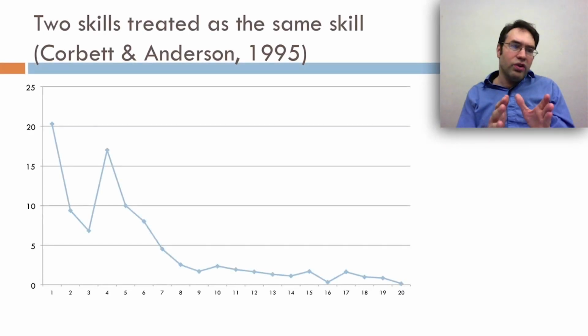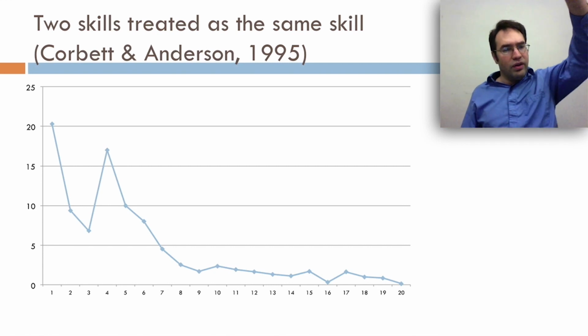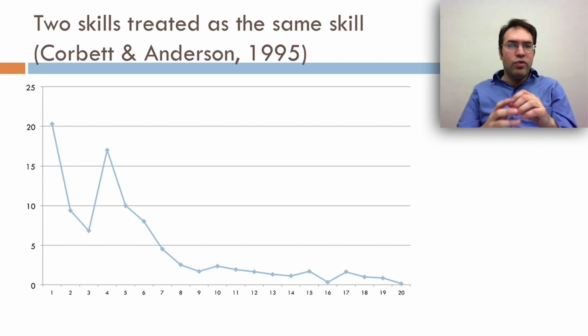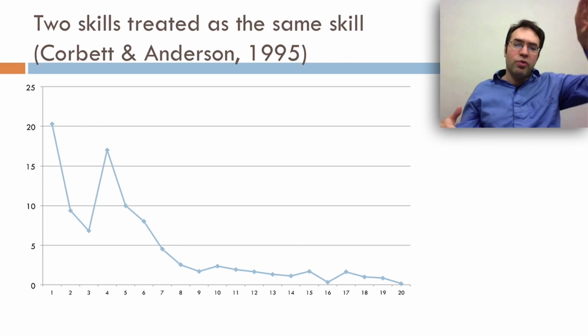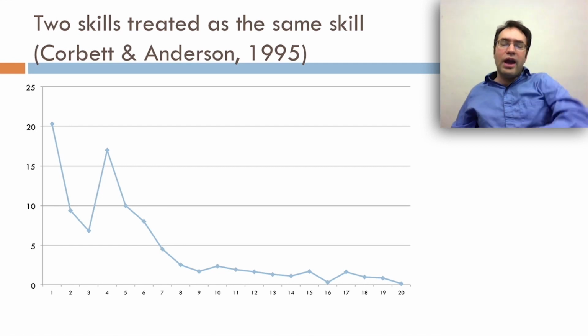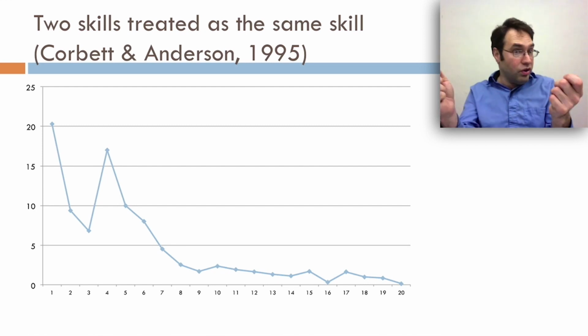What Corbett and Anderson argue is that this one represents two skills being treated as the same skill. You see it going down here, and then it shoots back up because it's actually a new skill, and then goes down from there. So we've got two skills, we think they're the same skill, so we get this telltale pattern. In fact, this pattern is well known, and people use it a lot to try to distinguish when they need to split two skills.